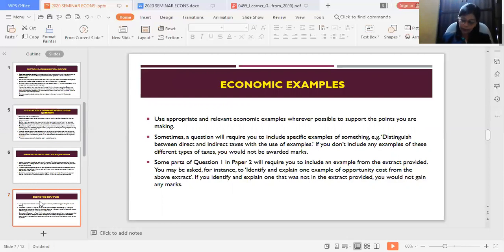For example, let's say COVID, the current one, which is affecting the whole economy. We are not talking about our economy only, but the whole performance of the global economy. So you can talk about that. All right.